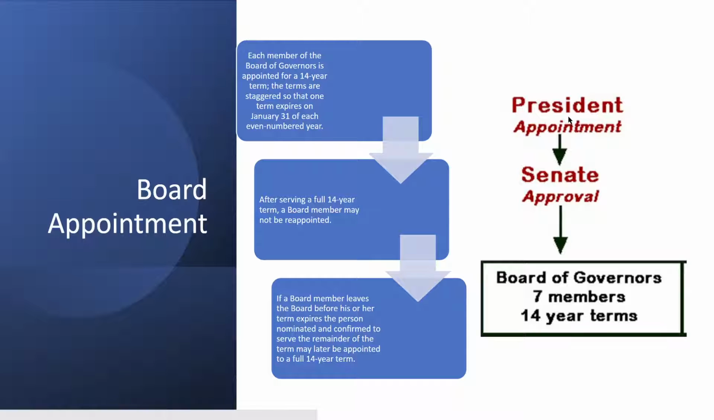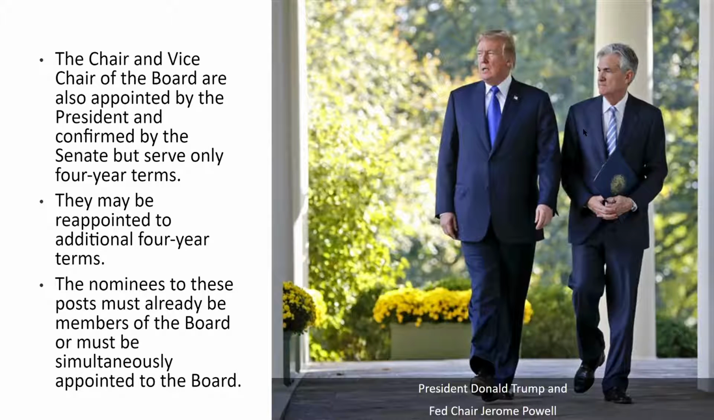But again, it's presidential appointment, Senate approval. There's 7 members on this Board of Governors, and they serve for 14-year terms. This thing you do need to know, the right-hand side. The chair and the vice chair of the board are appointed by the president and confirmed by the Senate, and they serve for a 4-year term, and they can be reappointed to an additional 4-year term.